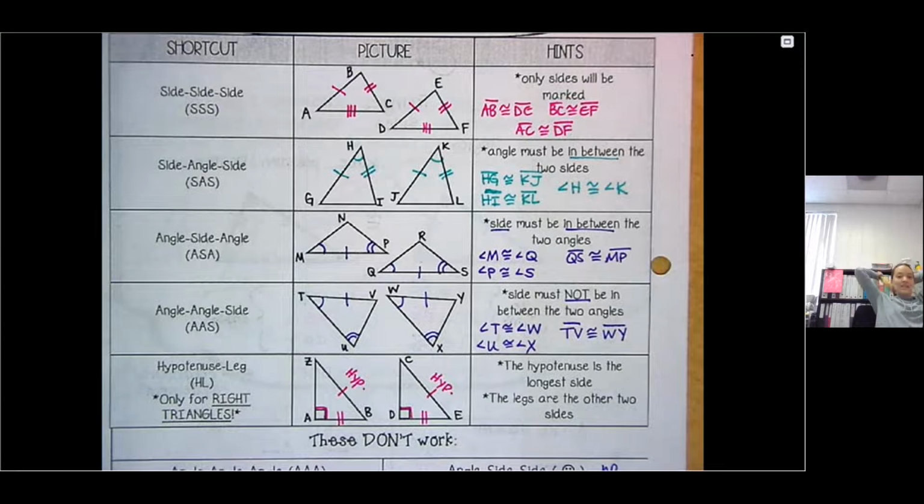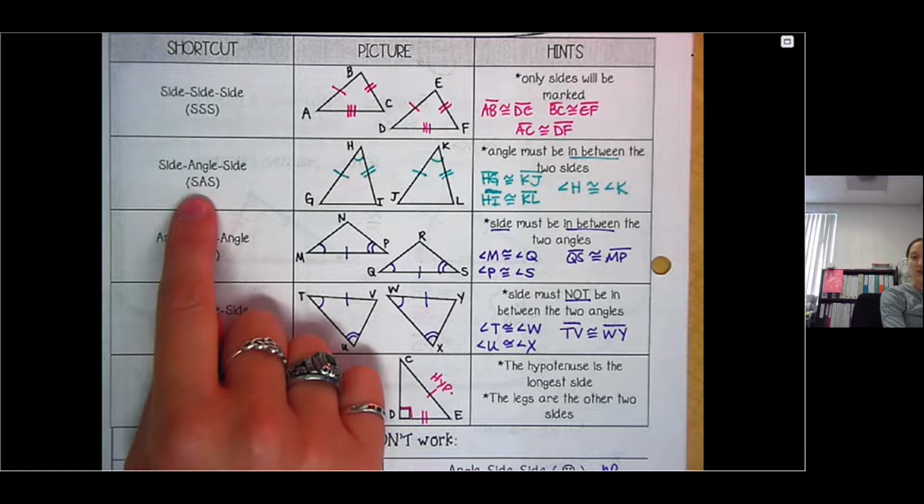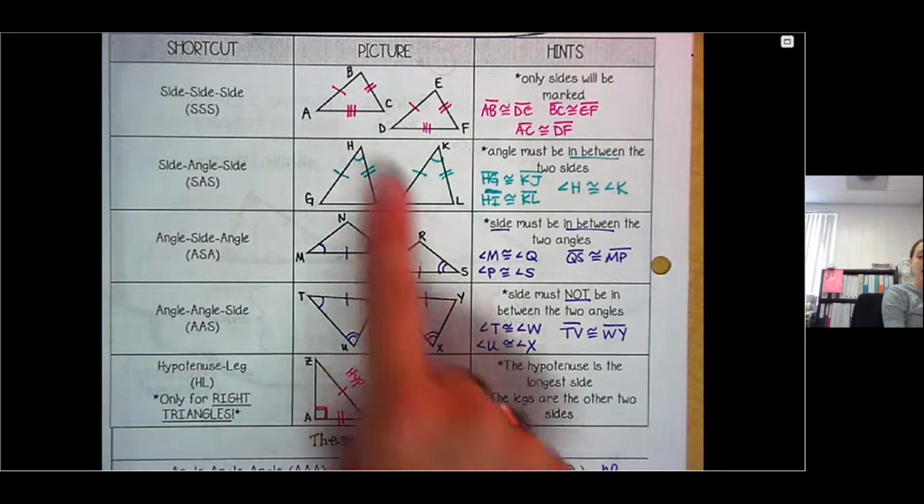What do we think? I heard a yes and I heard a no. No, because you can't use side angles. So what's marked for you in the picture is 2 sides and 1 angle. So you only have a choice of this one right here, right? Side, angle, side. Does your picture look like this one? No. You've got 2 sides with an angle that's all by itself.